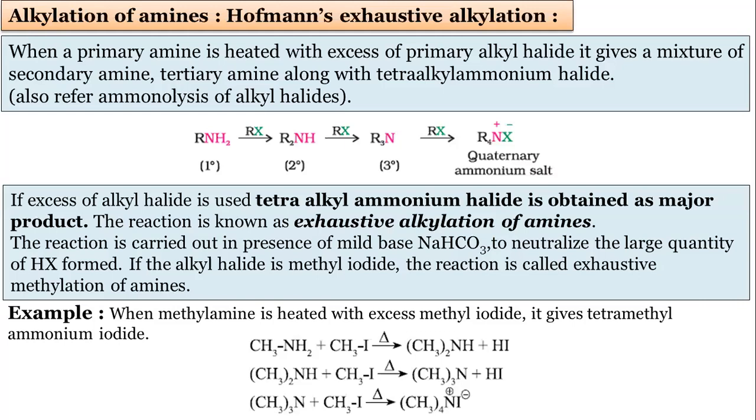So I will complete this reaction and we will stop here. Alkylation of amines. Just I explained the ammonolysis. This reaction is same as ammonolysis. I explained there, if the excess of ammonia is not used, we get 4 different products. The same reaction is repeated here. That's why in bracket also I have given here, refer the ammonolysis of alkyl halides.